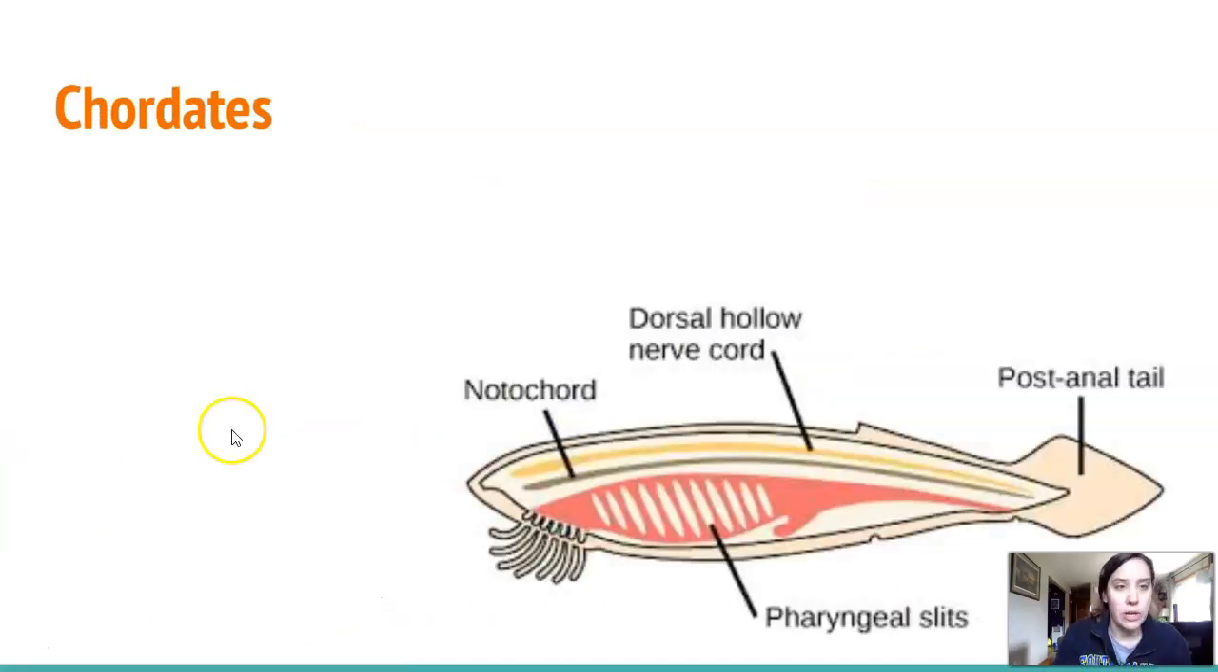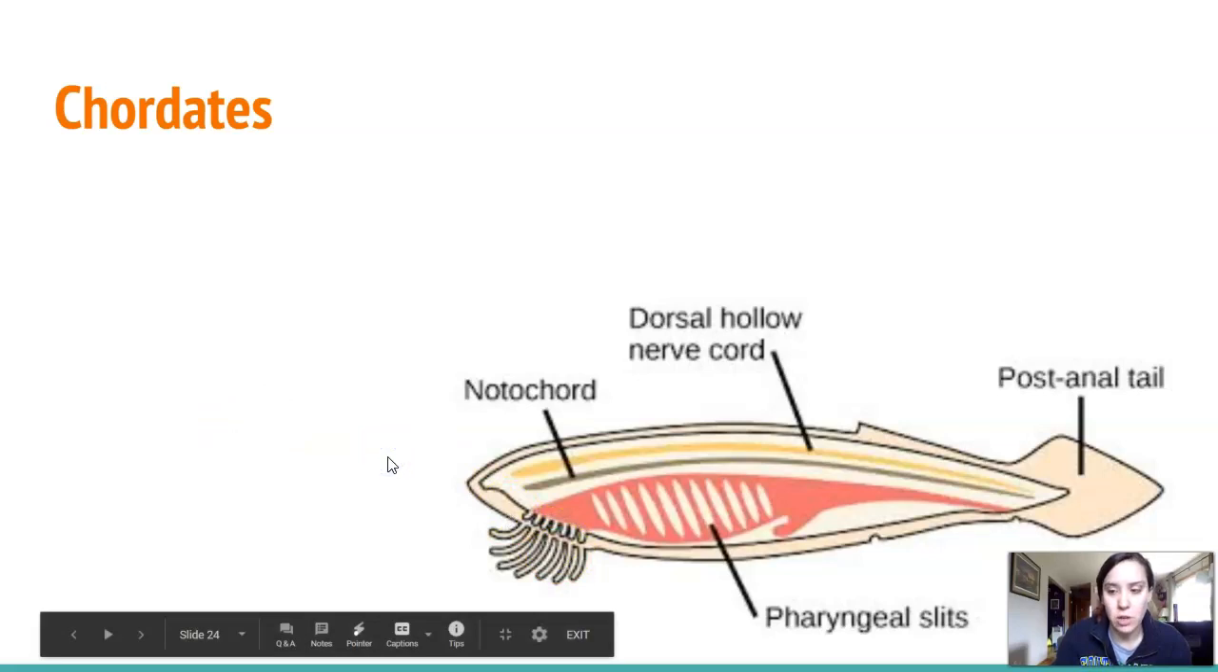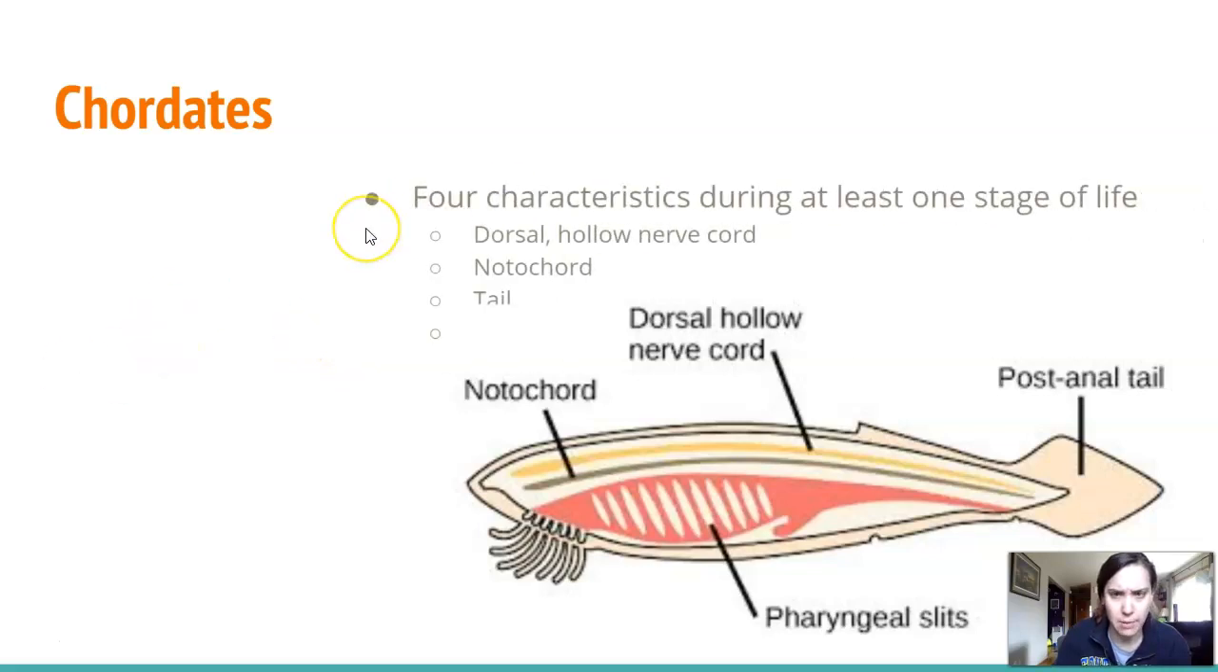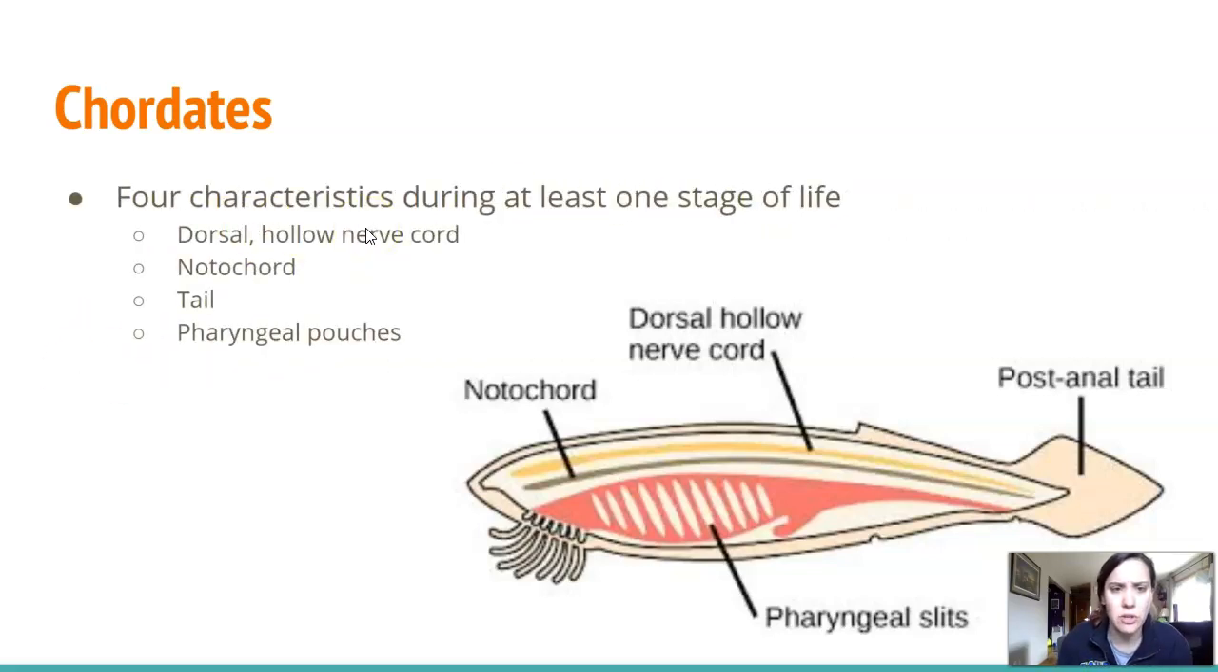Now we're going to talk about chordates and what makes up a chordate. They have four distinguishing characteristics, at least during one stage of their life. These are a dorsal hollow nerve cord, a notochord, a post-anal tail, and pharyngeal pouches.